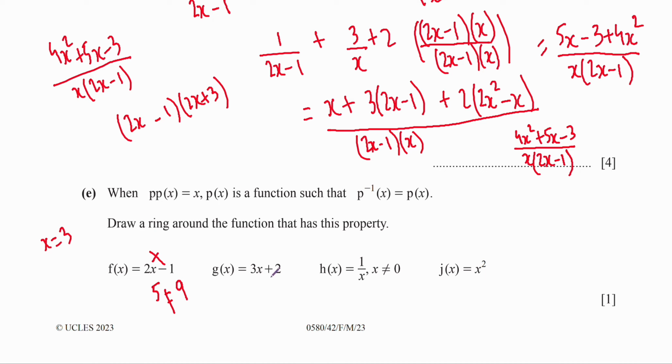Let's try it with g of x, 3x plus 2. So we do 3 times 3, 9, plus 2 is 11. Put 11 back into this. So 11 times 3 is 33, plus 2 is 35. So you get 35. And of course, that's not equal to 3, so we don't care.